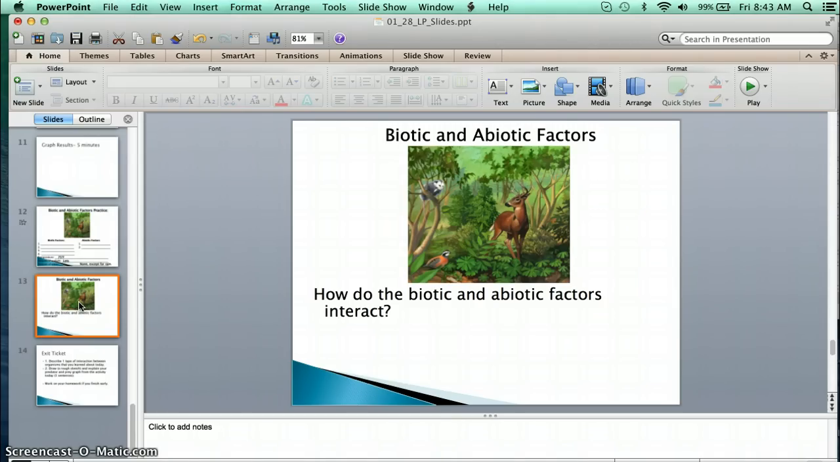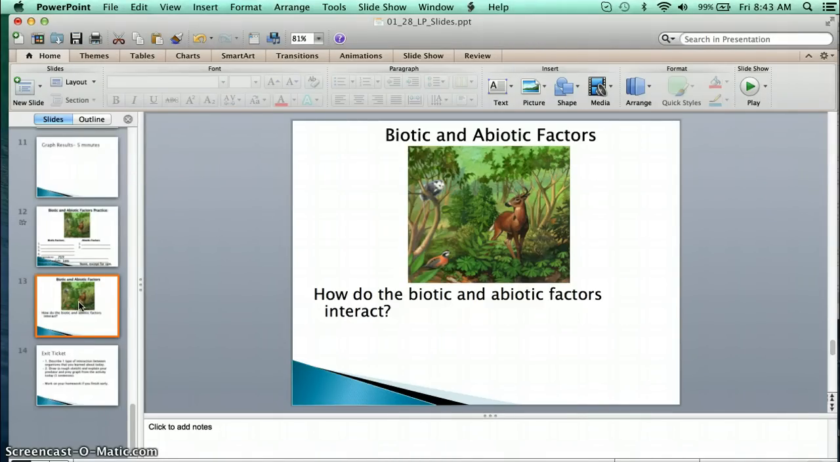Okay, so lastly, what you're going to do is write down how do you think biotic and abiotic factors interact in this ecosystem. I want you to pick at least one biotic factor and one abiotic factor and write at least 2 complete sentences explaining how they interact with each other. So for example, I could write the deer and the plants interact because the deer uses the plants for food. So the deer is eating the plants for survival. Sorry, that's a biotic and a biotic factor interacting.